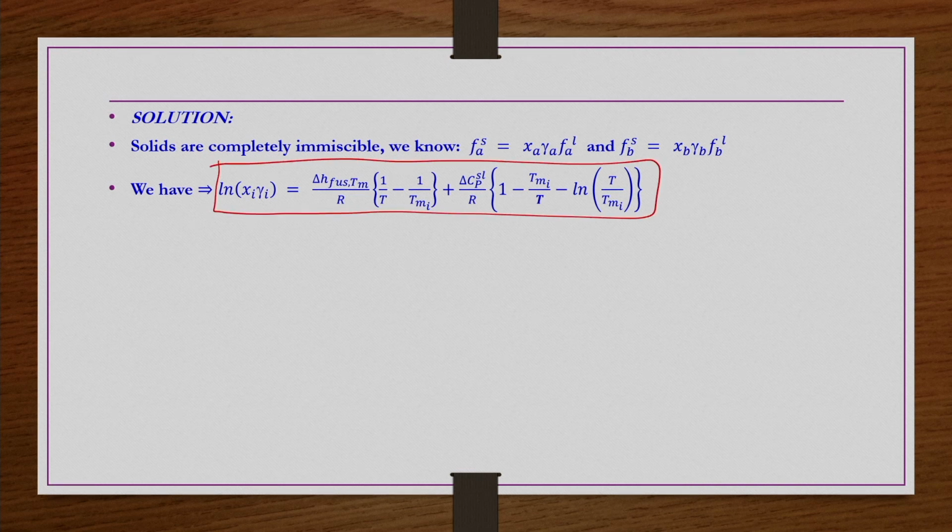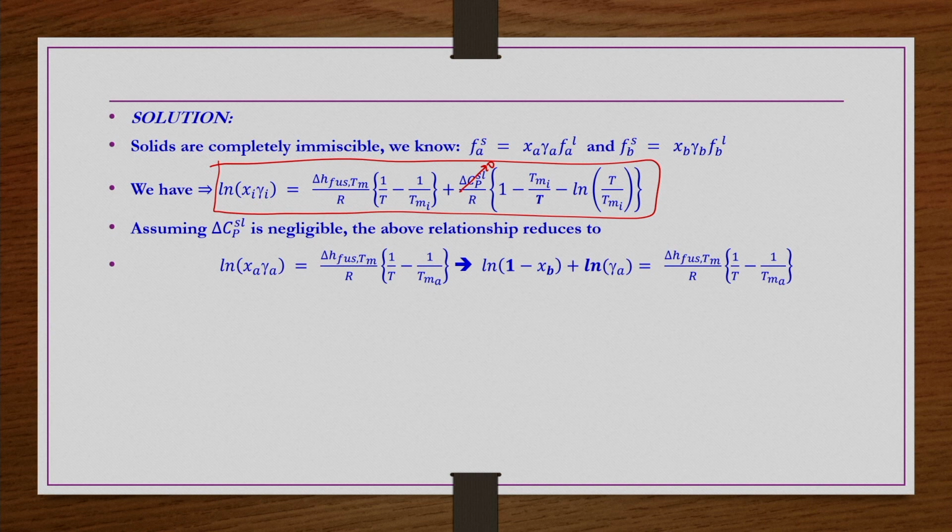So, that expression is this one, that is ln Xi gamma i equals delta H fusion at Tm divided by R multiplied by (1 by T minus 1 by Tmi), plus delta Cpsl by R multiplied by (1 minus Tmi by T minus ln T by Tmi). But in the problem it is mentioned that delta Cpsl is 0. So, the second term is not going to be there, and now if you write this expression for the two components, A and B: ln Xa gamma A equals delta H fusion at Tm by R multiplied by (1 by T minus 1 by Tma). Then ln Xa gamma A I can write as ln Xa plus ln gamma A, and Xa I am writing as 1 minus Xb. So, ln of (1 minus Xb) plus ln gamma A equals the right hand side as it is.